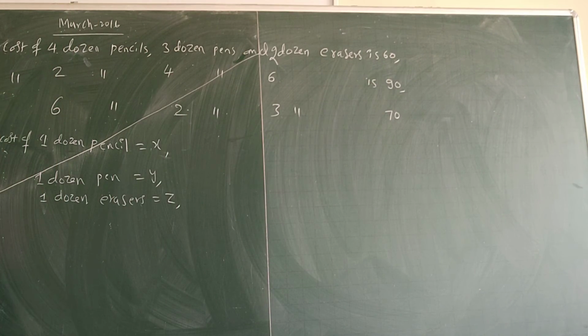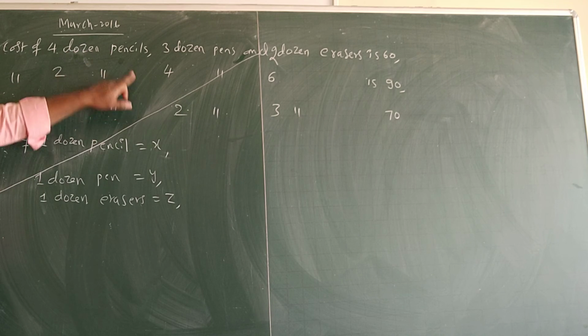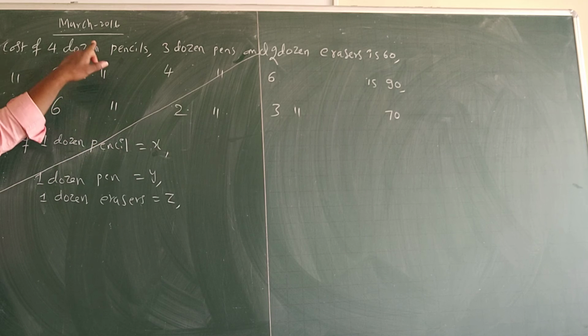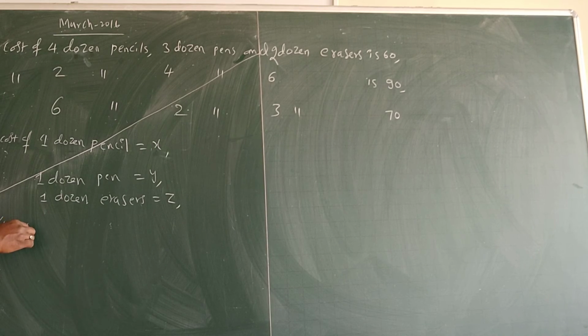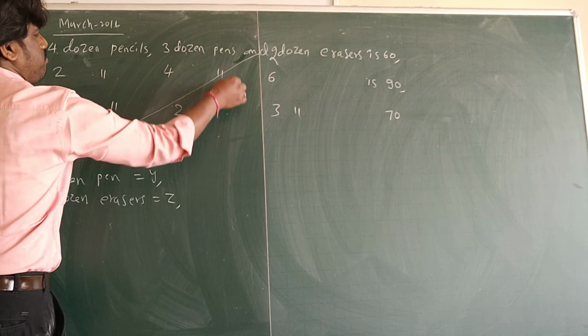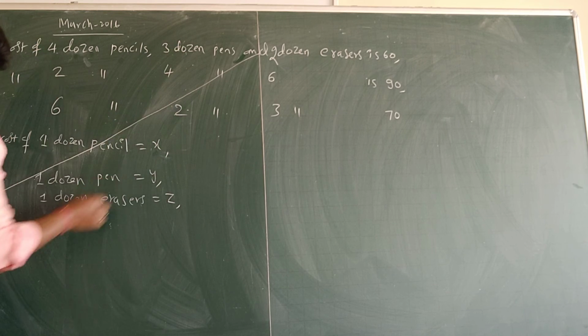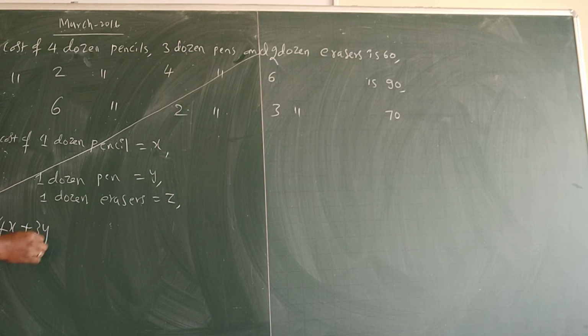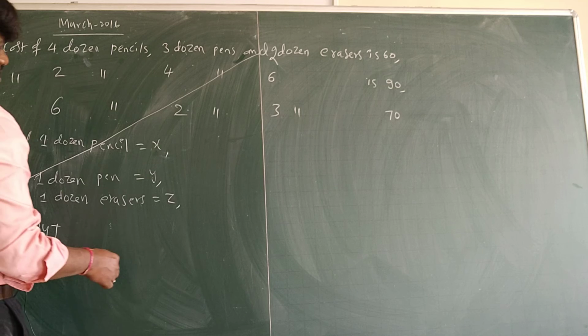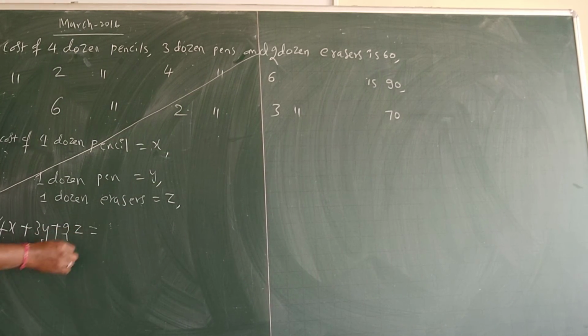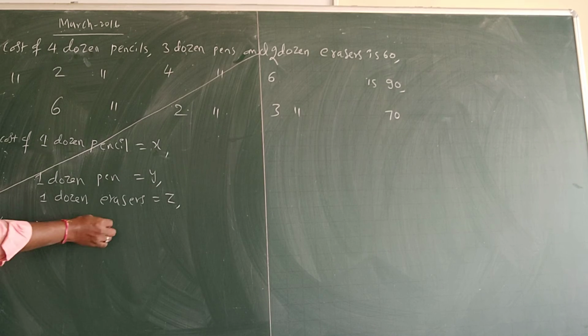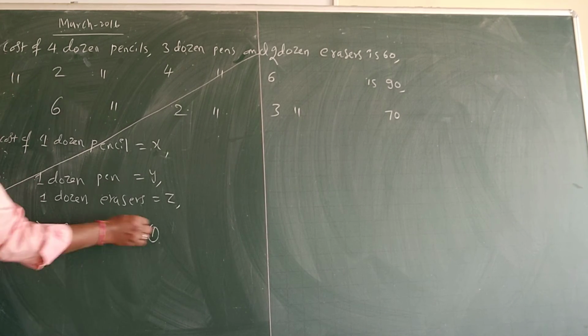Listen to me. The first equation, can you see here? 4 dozen pencils, where 1 dozen is X, will be 4X. So you will get 4X here. Plus 3 dozen pens. 1 dozen pens is Y, so 3 dozen means 3Y. Erasers: 1 dozen eraser is Z, here 2 dozens, so 2Z. This is equal to, how much have they given? 60 rupees. This is equation number 1.